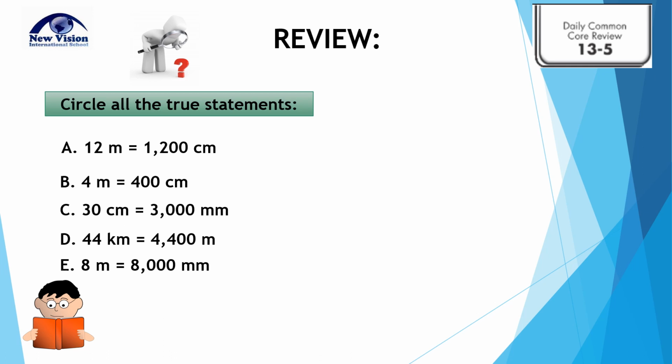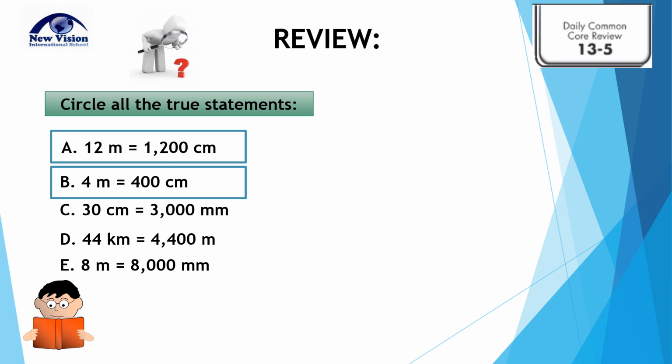The correct answers are A. 12 meters equals 1,200 centimeters because in 1 meter there are 100 centimeters. What else? Very good. Letter B. 4 meters equals 400 centimeters. One more. Great. It's letter E. 8 meters equals 8,000 millimeters because in 1 meter there are 1,000 millimeters.